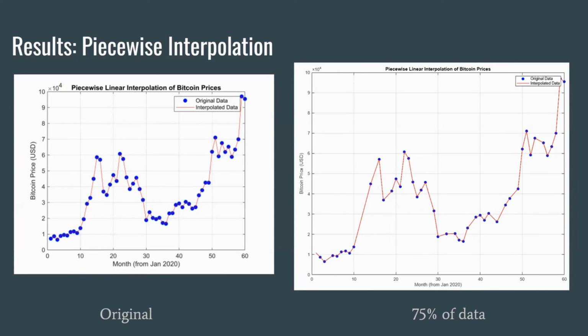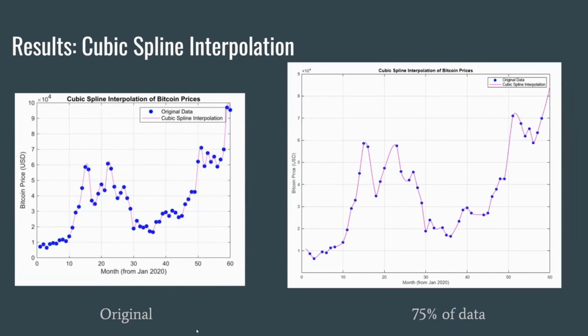Then for these results, we compared the implementations using the original data set and then 75% of the data set. As you can see with the piecewise interpolation, it's kind of similar. However, we do miss more specific chunks in the data. And here we have the cubic spline interpolation, which shows the general trend as well, similar to the last one. But with 75% of the data, it's unable to get the finer curves, but still gets the overall trend correct.